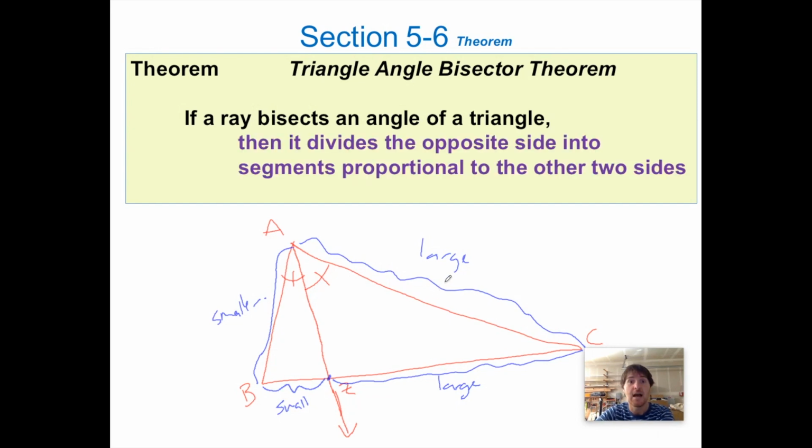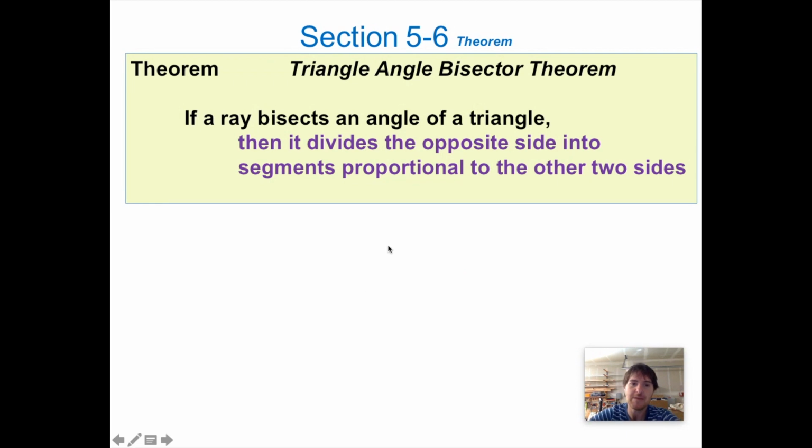We'll kind of see. Okay, so here's the full theorem here, right? If the ray bisects an angle of a triangle, then it divides the opposite side into segments proportional to the other two sides. Okay, divides the opposite side into segments proportional to the other two sides. Let's maybe clear out this diagram here because maybe we want to set a proportion with one another based on what we had here.